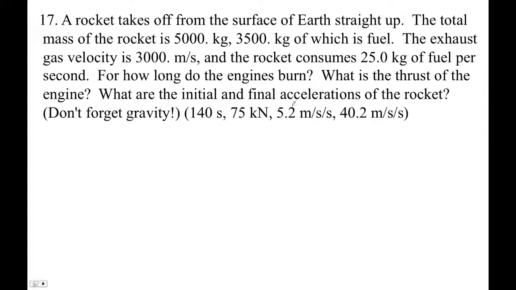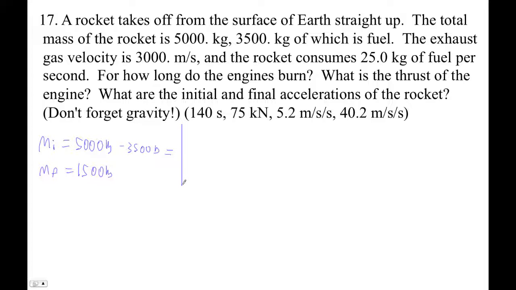Okay, a rocket is taking off from the surface of the Earth. Total mass is 5,000 kilograms, 3,500 of which is fuel. So my initial mass is 5,000 kilograms. My final mass is 5,000 minus 3,500, which is 1,500. You subtract the fuel and you get 1,500 kilograms of final mass. It has an exhaust gas velocity of 3,000 meters per second.